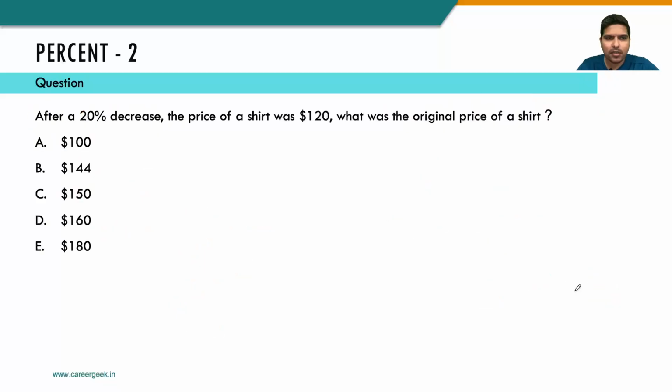Okay, I hope this is clear. We'll solve one last question. After a 20% decrease, the price of a shirt was $120. So here what is given? Percentage decrease is given as 20. And the price of a shirt after the discount was 120. So what is given is the final value. We don't know the original value. Original value, let's take as X dollars. So percentage decrease, which is 20.